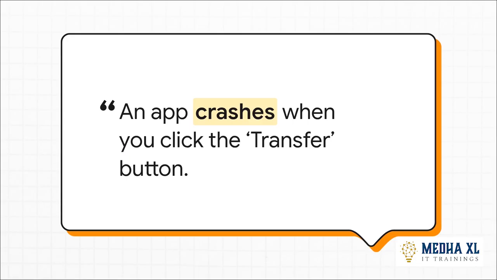Severity is all about the technical impact a bug has on the system. A high-severity bug is a total showstopper. For example, if a banking app crashes every single time you click the transfer button, well, that's a massive failure of the system. That's high severity.